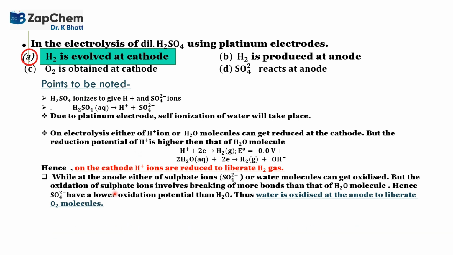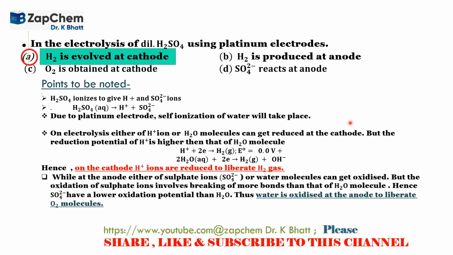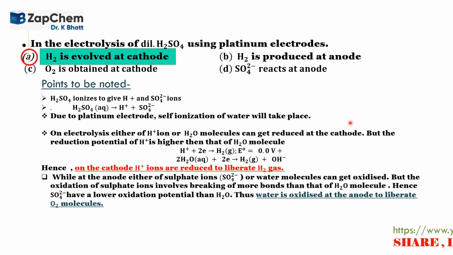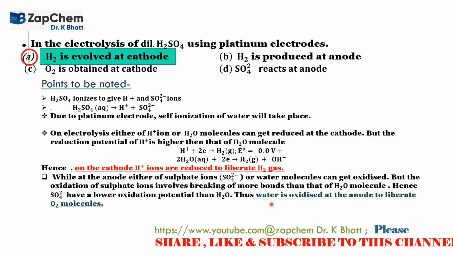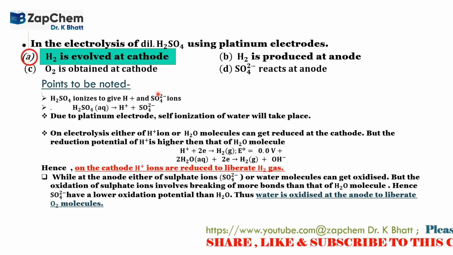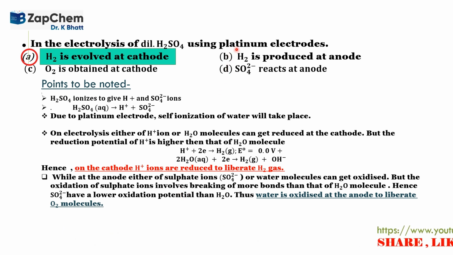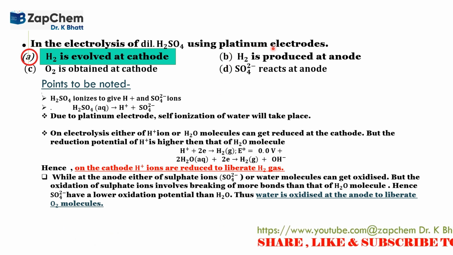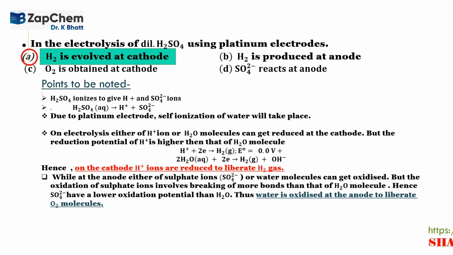So that's the answer. At the anode, either sulfate ions or water molecules can get oxidized, but the oxidation of sulfate ions involves breaking more bonds than the H2O molecule, and therefore sulfate has a lower oxidation potential than water. Thus, water is oxidized at the anode to liberate an oxygen molecule, not at the cathode. So that's the answer, and it is a very common example. Platinum is an unreactive electrode. So these reactions are important and are commonly asked in questions.